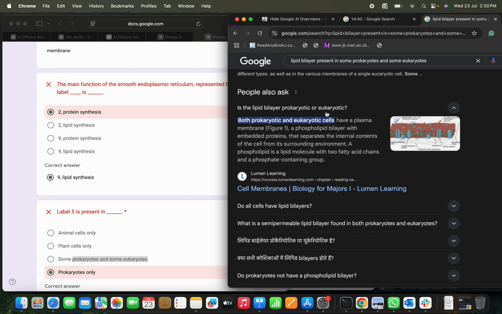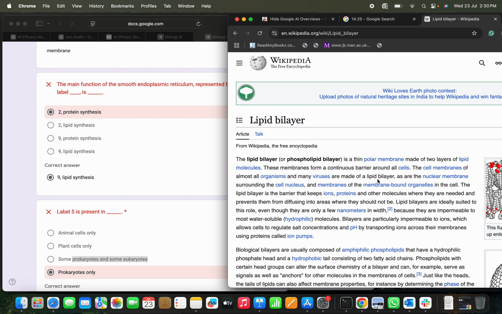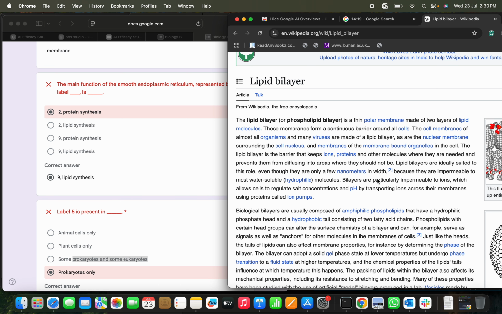So both prokaryotic and eukaryotic cells have a plasma membrane, a phospholipid bilayer that separates the internal contents. Cell membranes. Maybe this might show the diagram. It is a thin polar membrane made of two lipid molecules. These membranes form a continuous barrier for organisms. Cell membranes of all organisms and viruses are made of lipid.